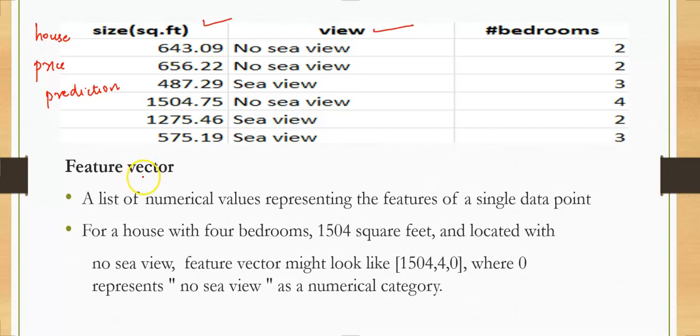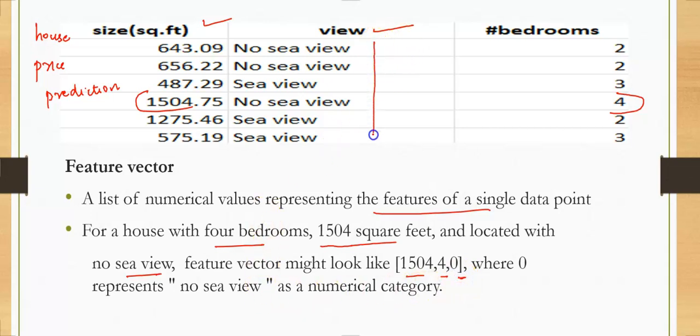And the next terminology is feature vector, which is closely related to the features themselves. A feature vector is a list of numerical values representing the features of a single data point. For example, if you take the 4th row as an example, a house with 1504 square feet, 4 bedrooms, with no sea view. The feature vector looks like 1504, that is the square feet, 4 bedrooms, and 0. What does 0 indicate? It is no sea view.